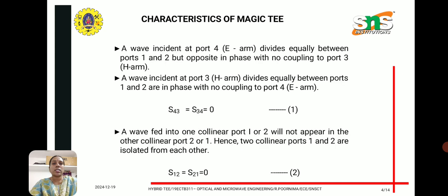A wave incident at port 4, that is the E arm, divides equally between the two ports which are opposite in phase, with no coupling to the other arm, port 3. Similarly, a wave incident at port 3, the H arm, divides equally between ports 1 and 2 but in phase, with no coupling to port 4. So we can write the S parameters as S43 equal to S34 equal to 0, and similarly S12 and S21 equal to 0.